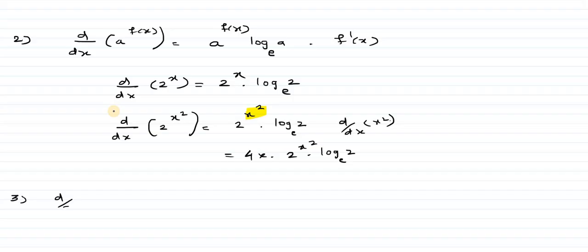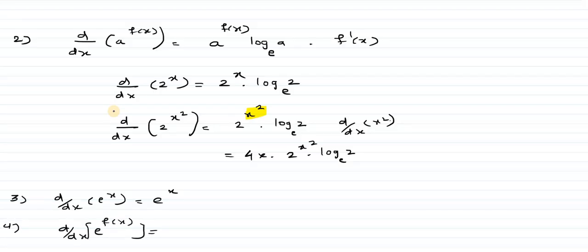Next, d by dx of e power x. Very simple, e power x as usual you can write. But if d by dx of e power f of x comes, then what do you have to do? E power f of x, then f dash of x. Clear? That function you need to differentiate.